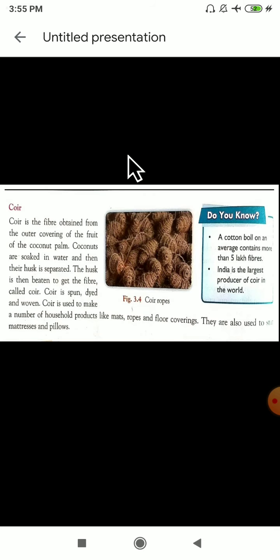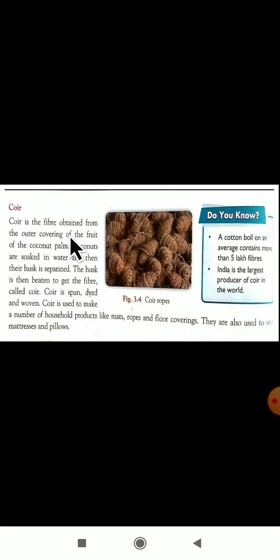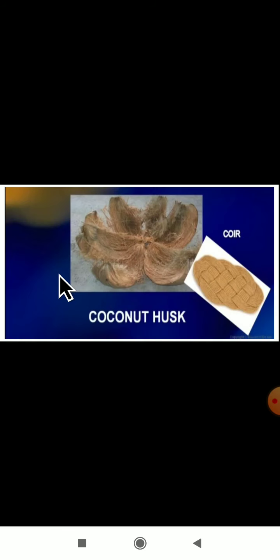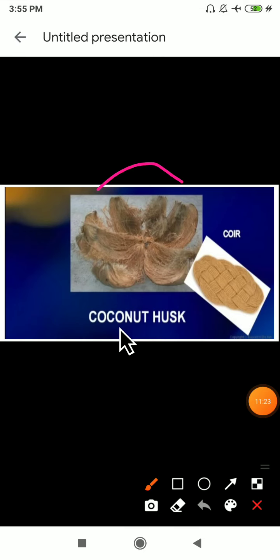Okay, let us see about the coir. From where are we getting this coir? From the outer covering of the coconut palm. Coconuts are soaked in water and then their husk is separated. First what will they do, dear students? They will soak the coconut in water. Then they will remove the coconut husk. This is the coconut husk.